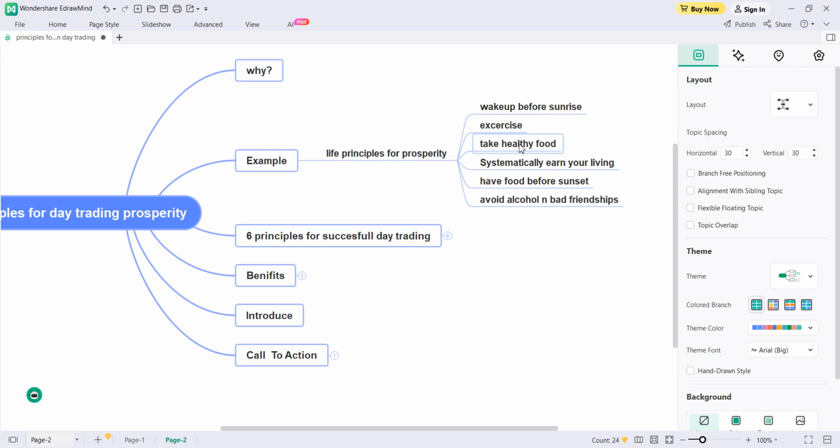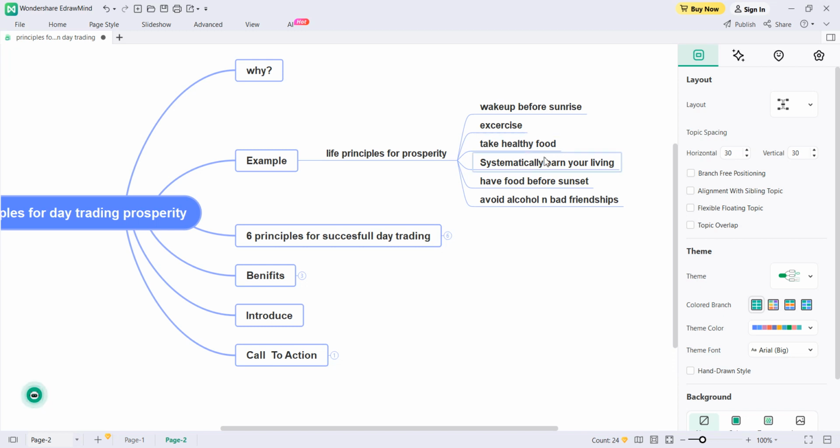When you take healthy food with vegetables, fruits, home cooked food, what happens in the long run? In the long run, you will be very healthy to do your tasks, isn't it? Imagine this. And the final one is systematically earn your living. Why am I saying systematically earn your living? When you wake up before the sunrise, you have plenty of time to do your chores, and you have some time to plan your trades, and you go to your job with a peaceful mind. When you do it with a peaceful mind, you earn with ease.